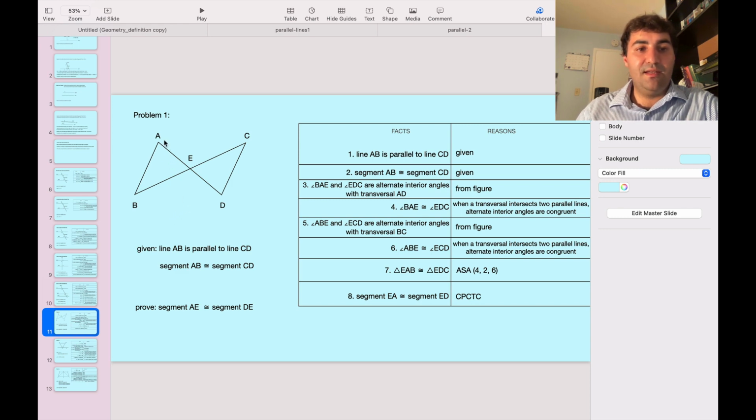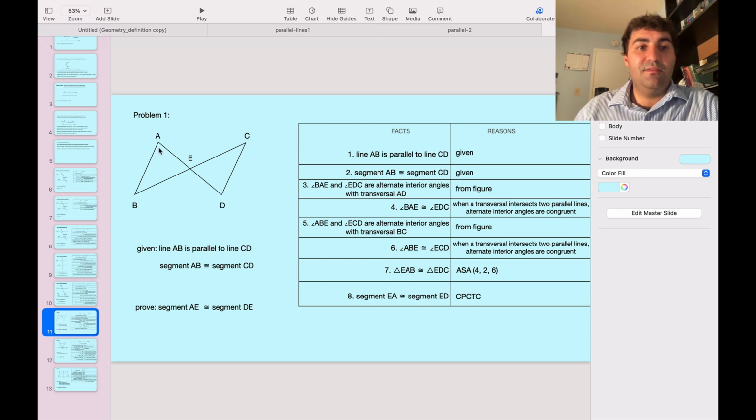So we're given that line AB is parallel to line CD, and that segment AB is congruent to segment CD, and we want to prove that segment AE is congruent to segment DE. So I write down what we're given. AB looks like a segment, and CD looks like a segment. You can think of them as segments, but segments are subsets of a line. So if we extend the segment in both directions, then we get the line.